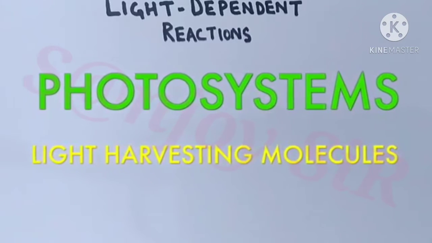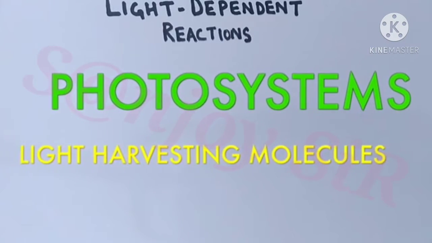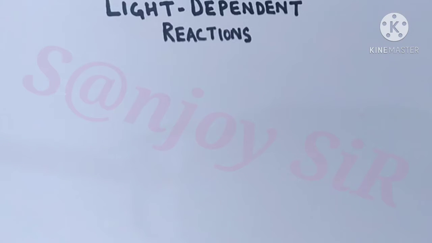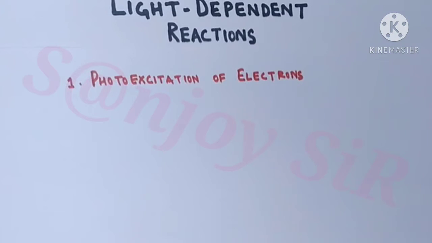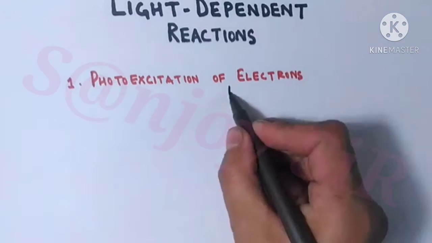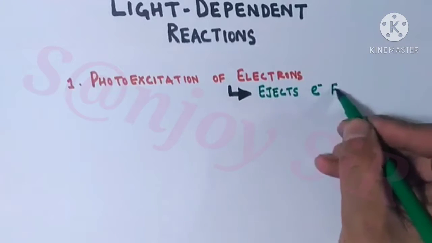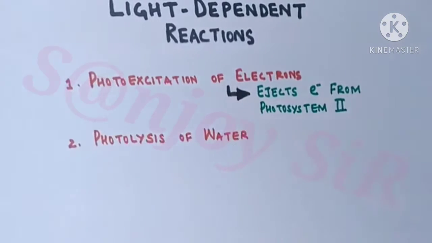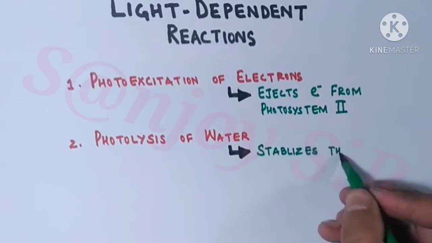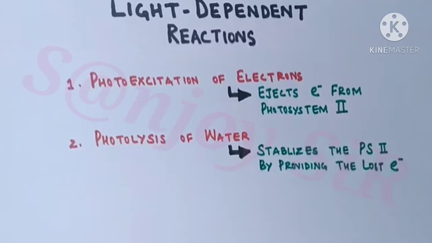Before we jump towards the reactions, let's see the different processes that take place in the light-dependent reactions in a sequential manner. The first thing that happens in chlorophyll molecules is the photoexcitation of electrons. When the light energy is absorbed by photosystem 2 molecules, it excites the electrons and finally ejects them from the reaction center of photosystem 2. The second reaction is the photolysis of water molecules, which stabilizes photosystem 2 by providing the lost electron. How does it stabilize it? By the absorption of light energy. The water molecule gets split into an oxygen molecule and gives off electrons and protons.